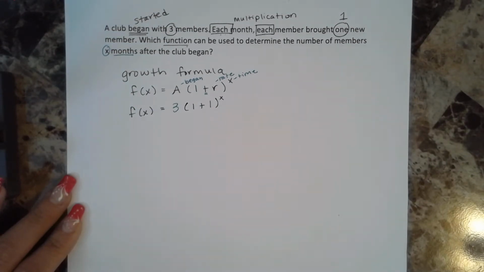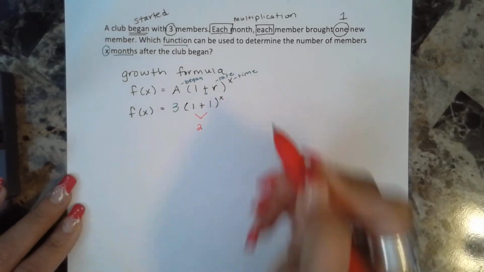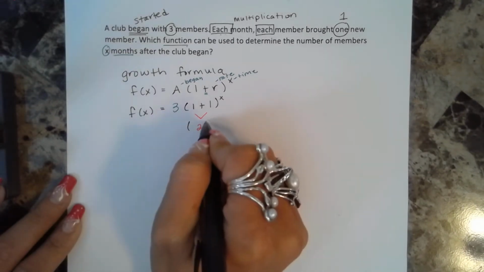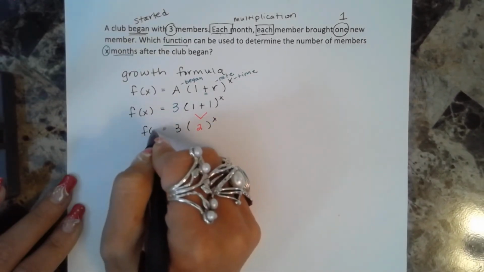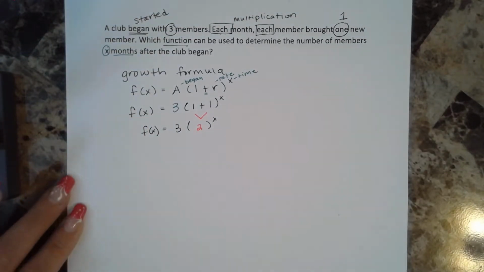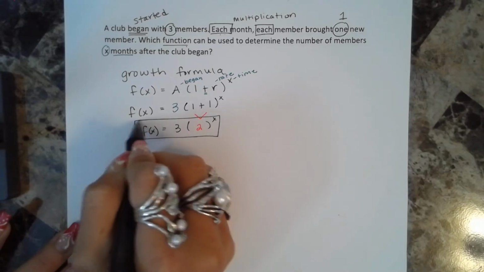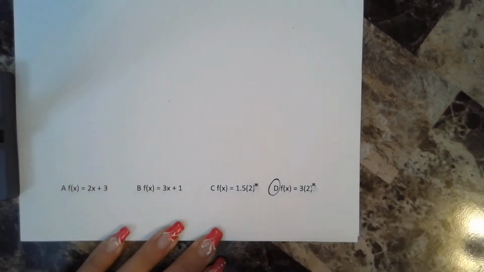So now we're going to go ahead and combine what's in here. 1 plus 1 is 2. And we bring everything else down. And that's your answer. That's the function. And it's actually down here. Answer D.